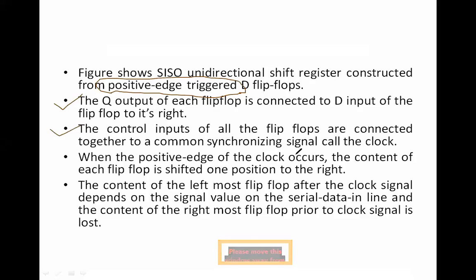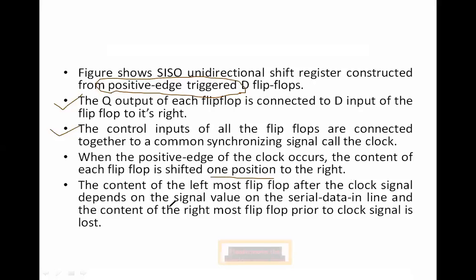When the positive edge of the clock occurs, the content of each flip-flop is shifted from one position to the other towards the right. So at every clock cycle, there is a shift of one position towards the RHS. Data will keep moving towards the right hand side. The content of the leftmost flip-flop after the clock signal depends on the signal value on the serial data in line, and the content on the rightmost flip-flop prior to the clock is lost.